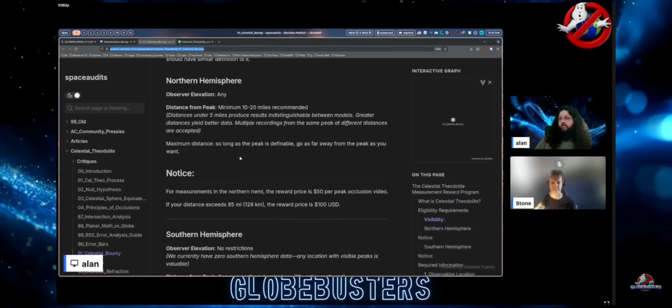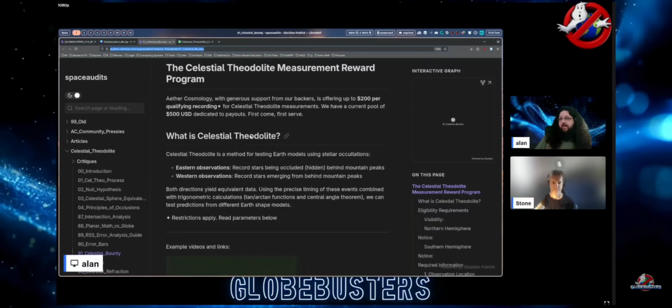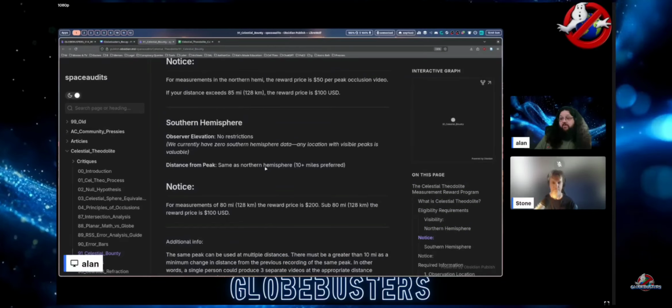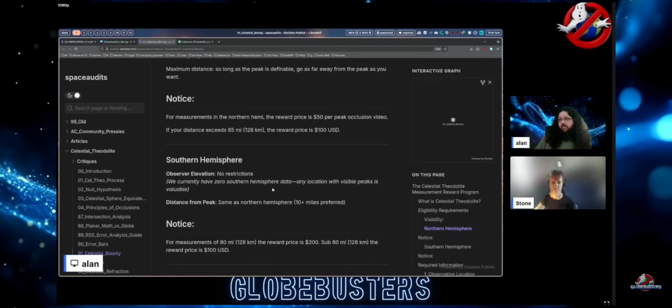So there's a specific reward for measurements in the north. I just changed the rewards a little bit because we just got some extra money to add to the prize pool. Currently there's a $500 prize pool and you can make up to $200 per measurement. And that applies to people that live in the Southern Hemisphere specifically. If you live in the Southern Hemisphere, any mountain peak measurement that is under 80 miles is $100. Anyone over 80 miles is $200. And that's 128 kilometers for the kilometer lads.